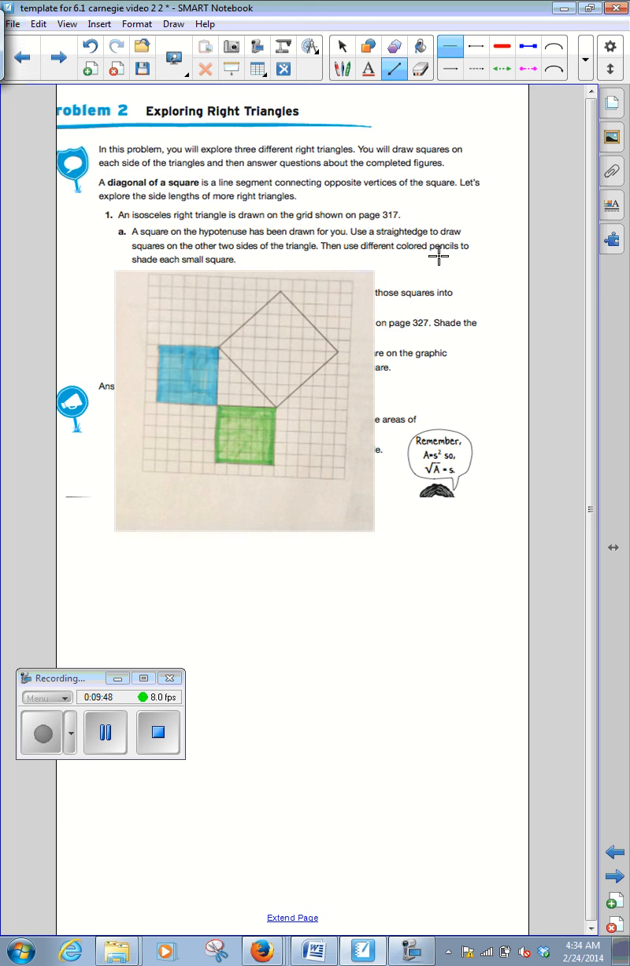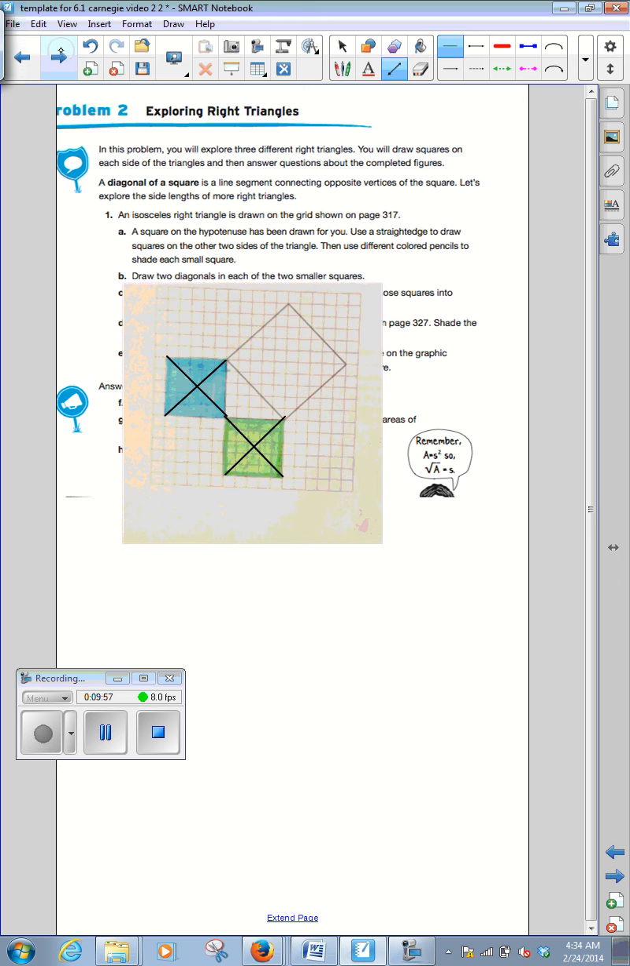Okay, so we use colored pencils to shade each small square. So that's what I did. It says different colored pencils. You'll see why it's important in a minute. So that's what mine looked like.